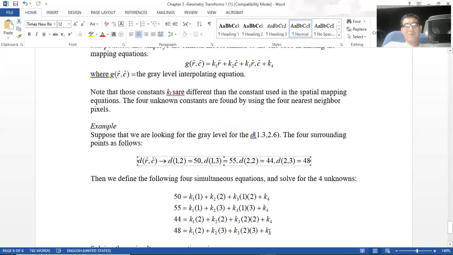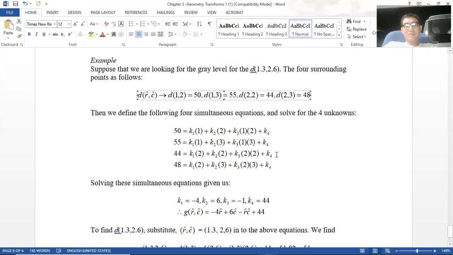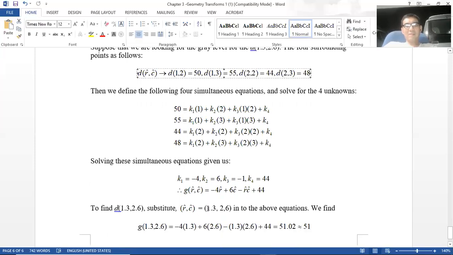So when you have 4 simultaneous equations, you try to solve them, and then you get your K1 to K4. So then eventually these are your equations that map the location of R prime, C prime to the gray level. So now in order to find what is the gray level for this, you just substitute 1.3 into R prime and 2.6 into C prime. And eventually this is what you get. So you get something which is non-integer. Again, as we said, the gray level should be an integer as well. So you round to the nearest.